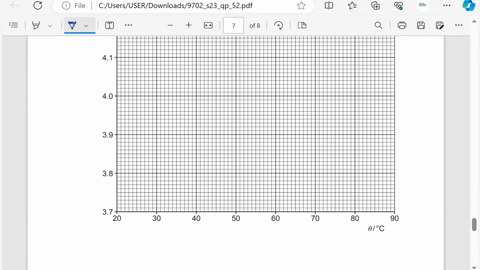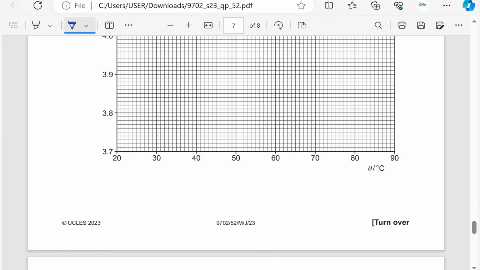So the first value theta is 23. The scale on the x-axis is 30 minus 20, which is 10 divided by 10. So the scale on the x-axis is 1 degree Celsius, one box. Then the scale on the y-axis is 3.8 minus 3.7, that is 0.1 divided by 10, that is 0.01. So the scale on the y-axis is 0.01, of course, times 10 to the power of minus 5.